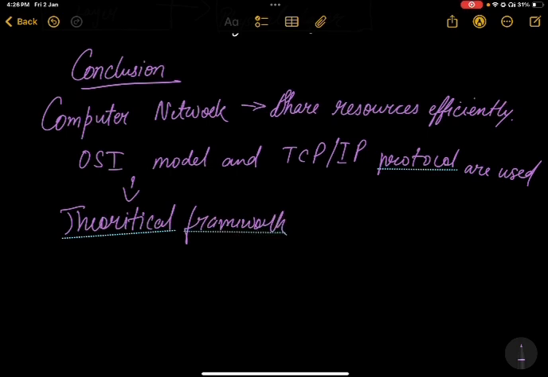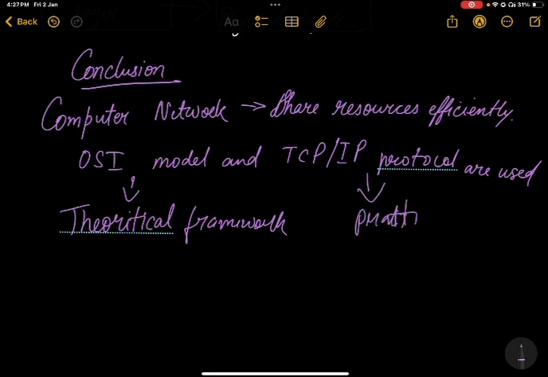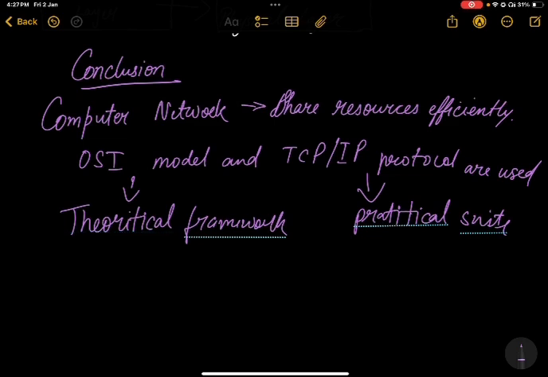by dividing network communication into seven layers, which helps in understanding, designing, and troubleshooting networks. On the other hand, the TCP/IP model is a practical protocol suite that is actually used on the internet and combines the functions of multiple OSI layers. Together, these models help in ensuring standardized, reliable, and efficient data communication across networks, making them essential concepts in computer networking.